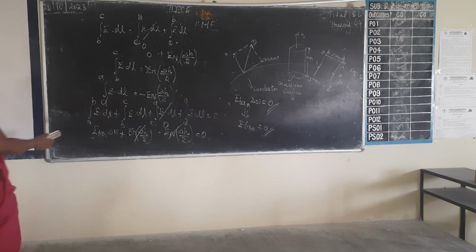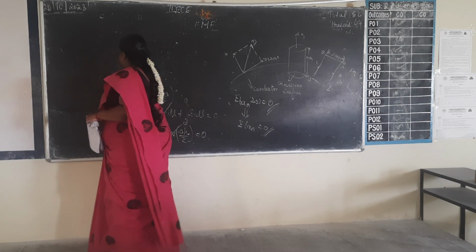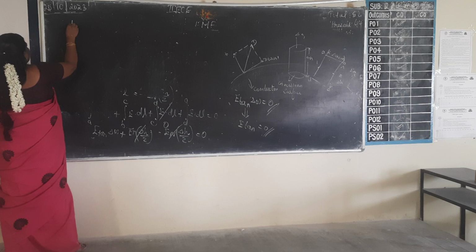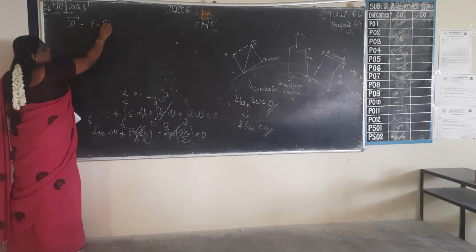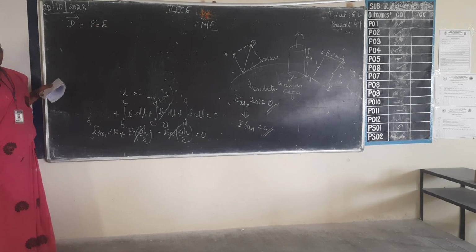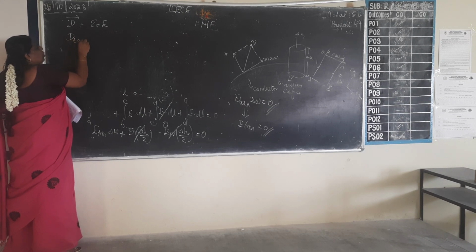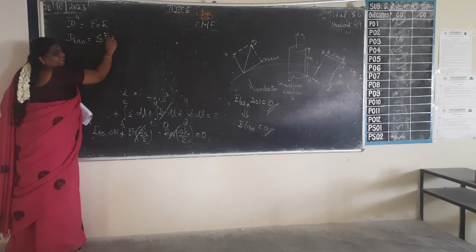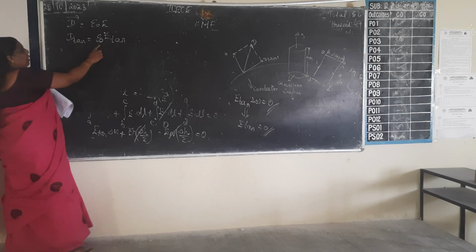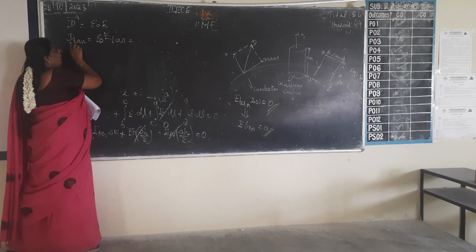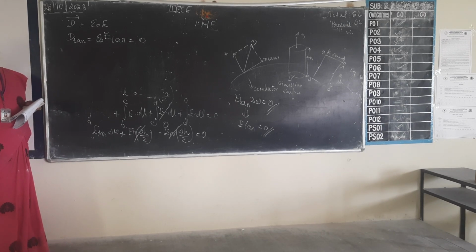Now, what is D? Gauss law or any other relations? D is epsilon into E. So we can write D tan is equal to epsilon into E tan. When E tan is equal to 0, the entire relation will be equal to 0. So D tan will also be equal to 0. Clear?